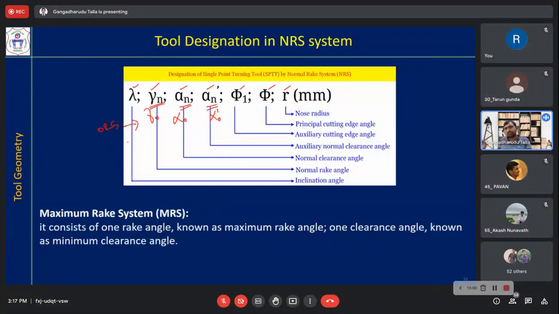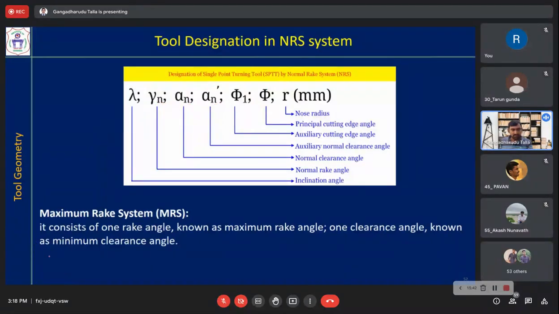Now this normal rake system is used when you want to grind the cutting tool. When you are operating the cutting tool, the cutting edge will become blunt after some time. Then you may have to grind the rake surface and flank surfaces and bring them to the required angles again, the same rake angle, etc. When you are doing that, this normal rake system is better compared to the ORS system, because now we are considering the plane perpendicular to the rake surface directly.